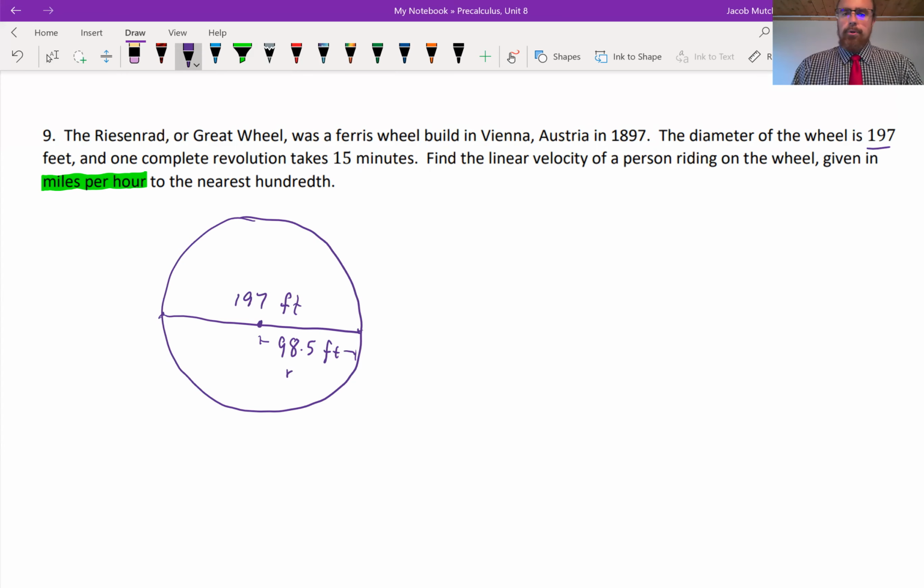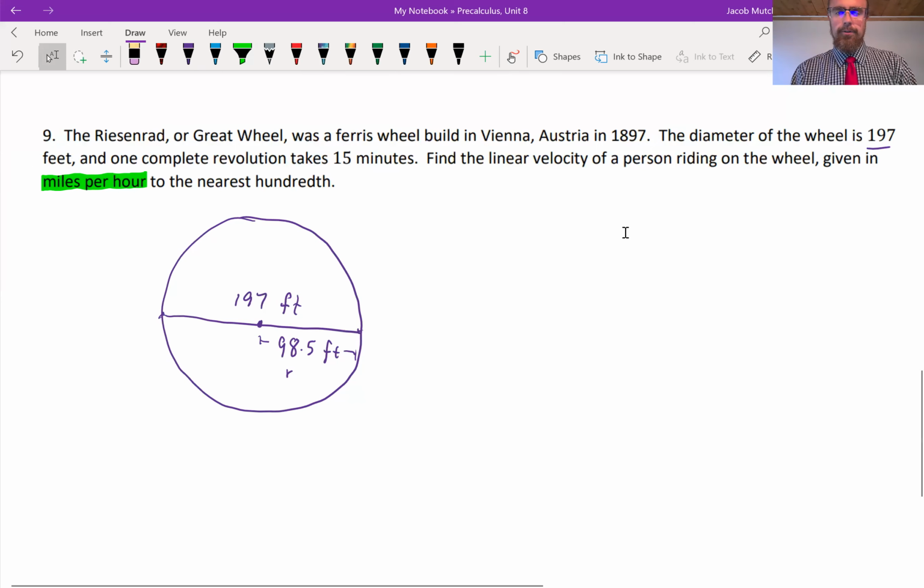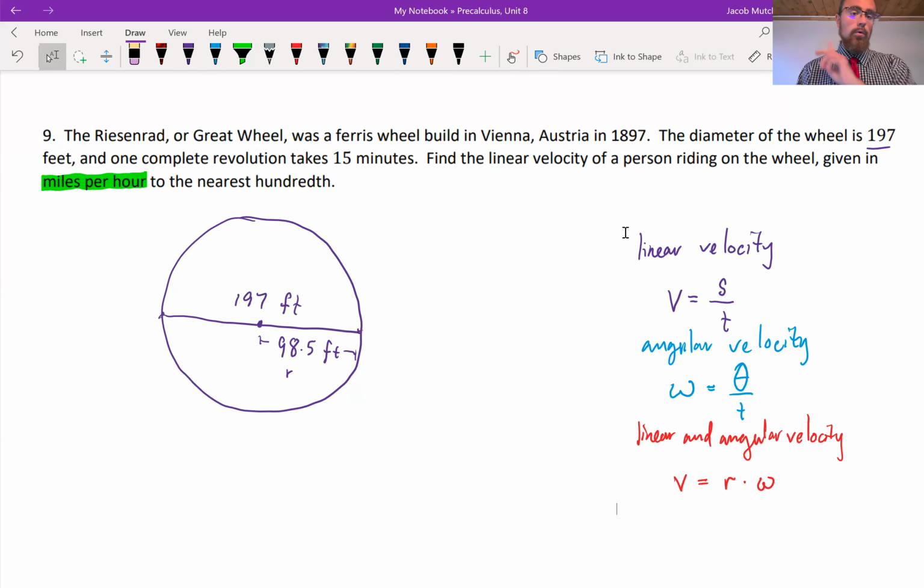So let's again put our three formulas in view here so that we can decide which one or multiple of them we need to pick. I know I'm looking for linear velocity, so I could either choose the first or the third, the purple or the red. And again, like our previous example, I see that I've got the radius, so it pushes me into choosing this third equation, the one that relates linear and angular velocity.